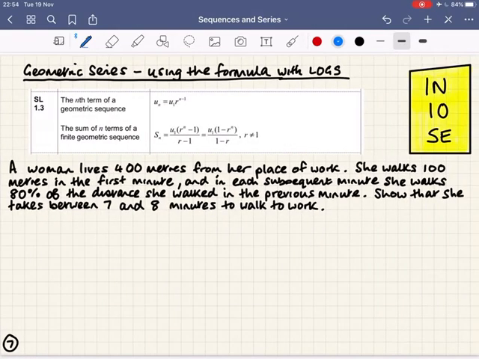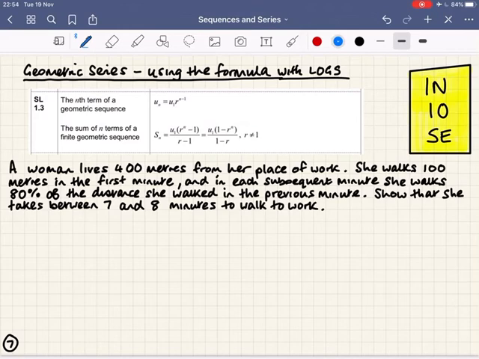Okay, often with this geometric series, you'll get what I like to call wordy questions. So you need to pull out of that what really is the geometric sequence or series. This question says, a woman lives 400 metres from her place of work. She walks 100 metres in the first minute, and in each subsequent minute she walks 80% of the distance she walked in the previous minute. Show that she takes between 7 and 8 minutes to walk to work.